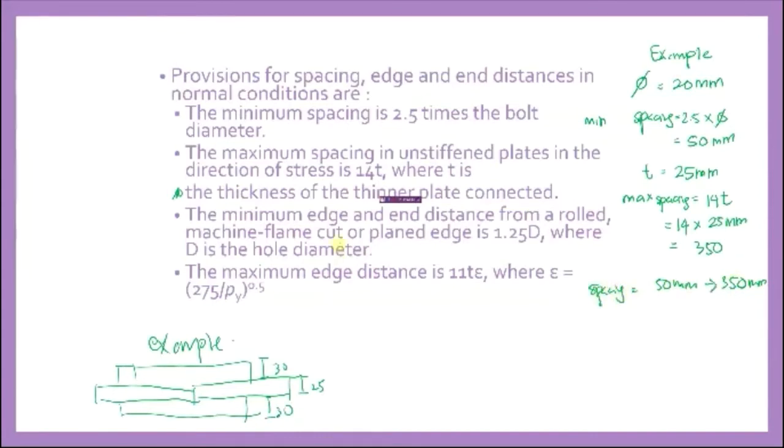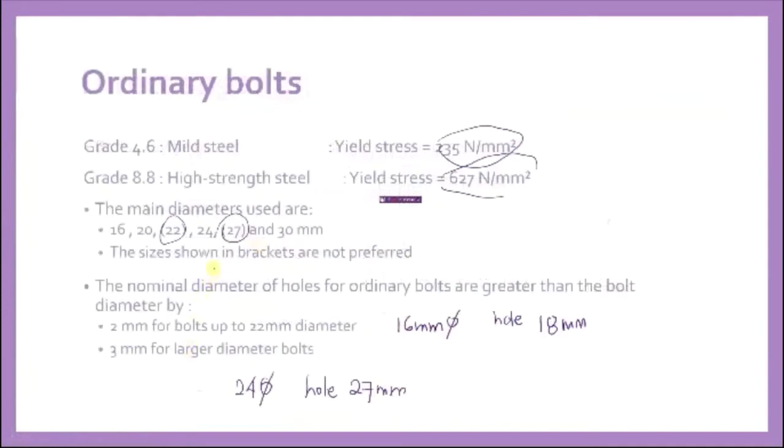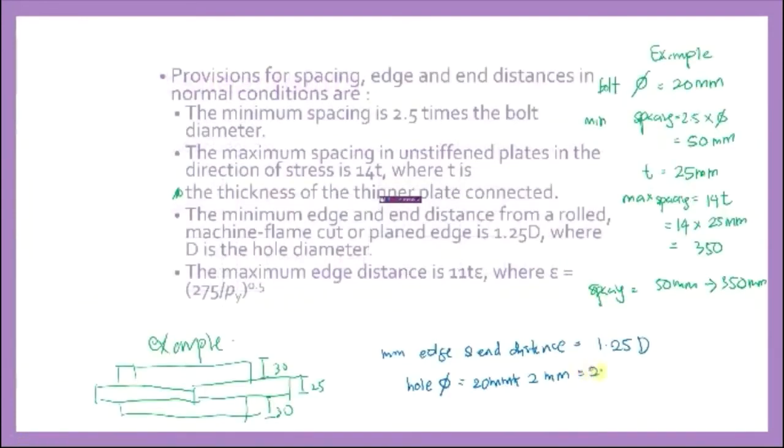And then you have another one, the minimum edge. The minimum edge and end distance from a rolled, machine flame cut or plain edge is 1.25D, where D is the hole diameter. We use the same data. For example, the bolt diameter is 20 mm. Hole will be 20 mm plus 2 mm. This one says that when it is 16 to 22, we add 2 mm for the diameter of the hole. That's why plus 2 mm. So it becomes 22 mm. 1.25 times 22 mm is 27.5 mm. This is the minimum edge distance.